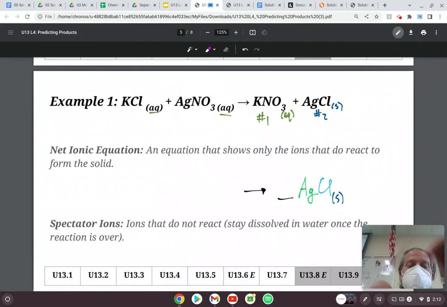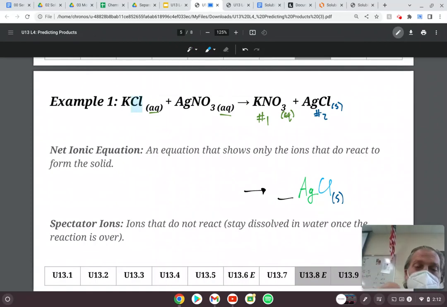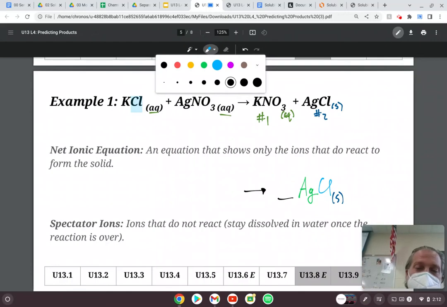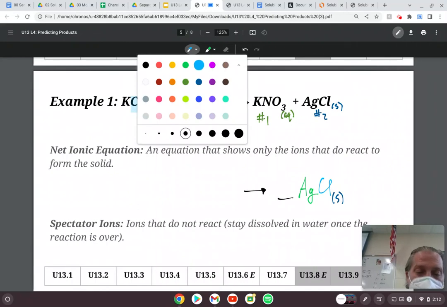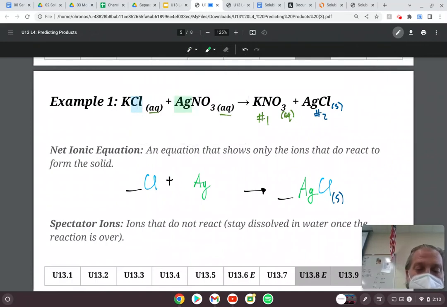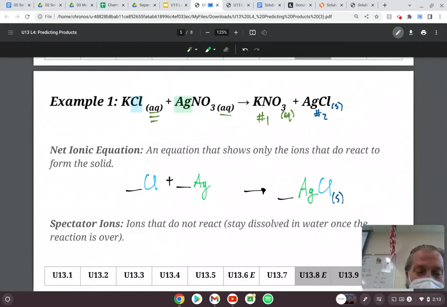So now I'm going to go back into the original reaction, the original equation, and look for where chlorine is, and I'm going to look for where silver happens to be. And so I'm just going to bring those two down as they're written. So I'm going to bring down the chlorine, and I'm going to bring down the silver, and I'm going to say that they are part of a reaction. And I know they have states of matter, right? Because chlorine is aqueous and silver is aqueous, right?